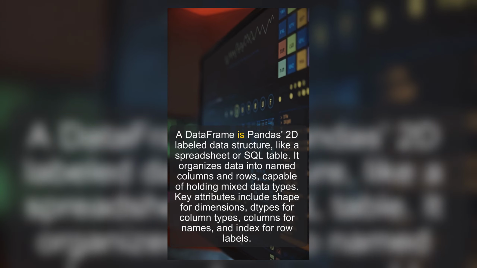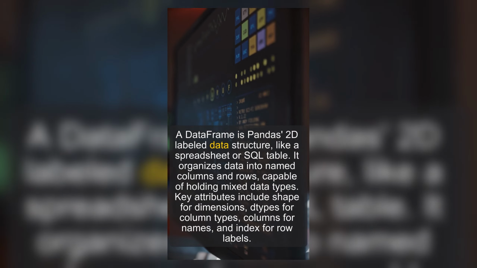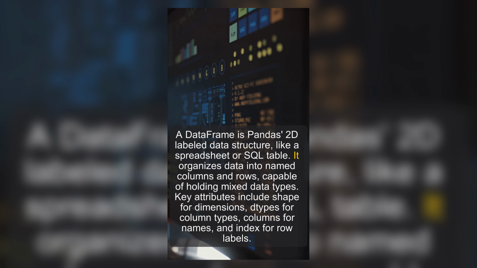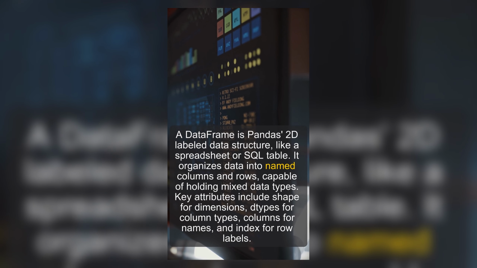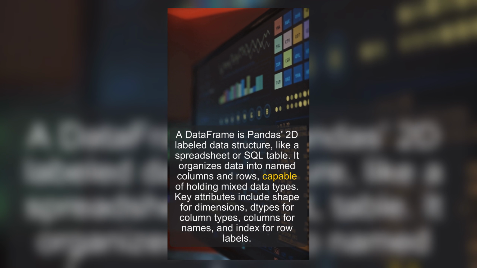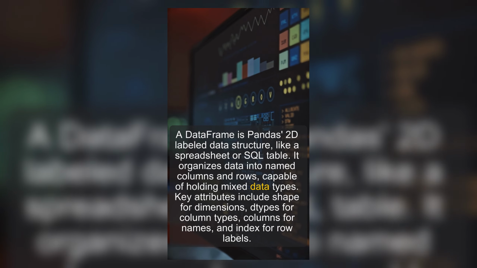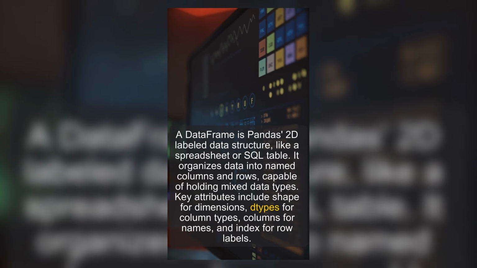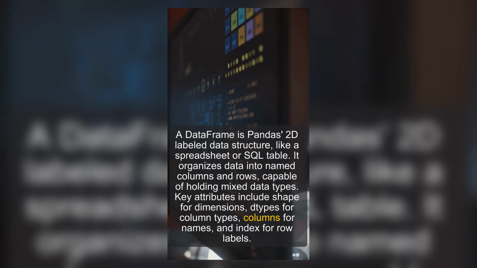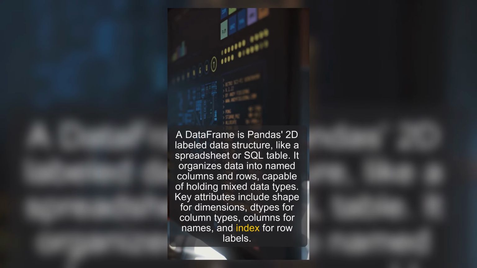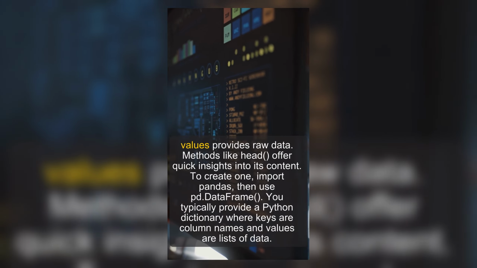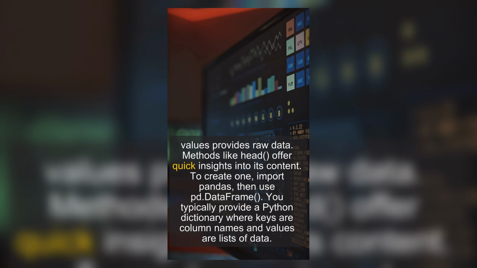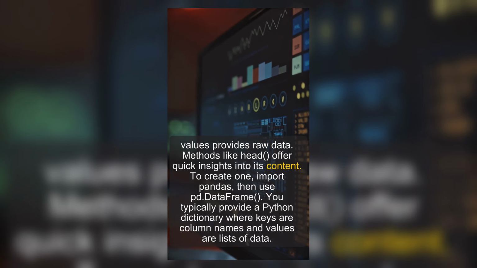A data frame is Pandas' 2D labeled data structure. Like a spreadsheet or SQL table, it organizes data into named columns and rows, capable of holding mixed data types. Key attributes include shape for dimensions, dtypes for column types, columns for names, and index for row labels. Values provides raw data. Methods like head offer quick insights into its content.